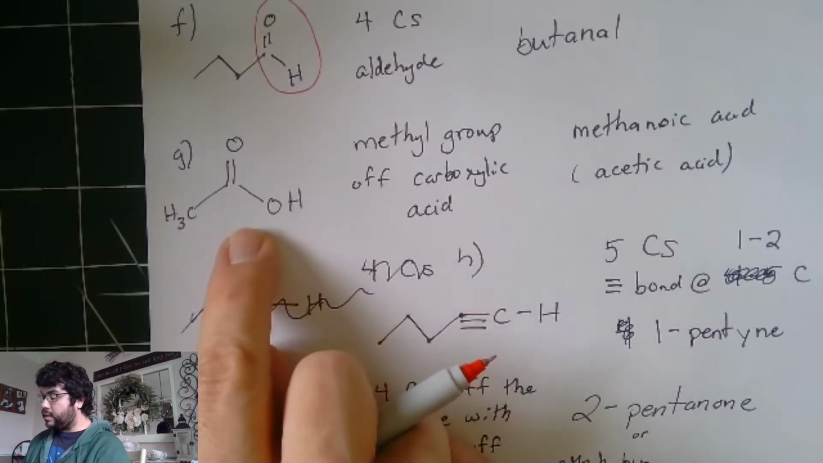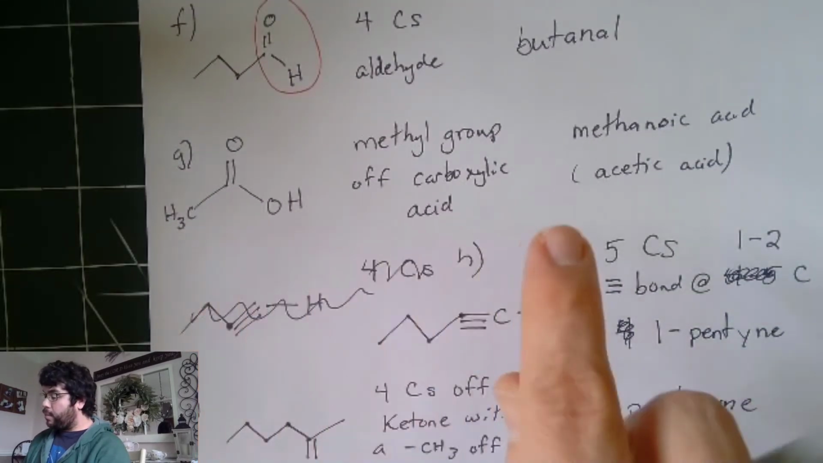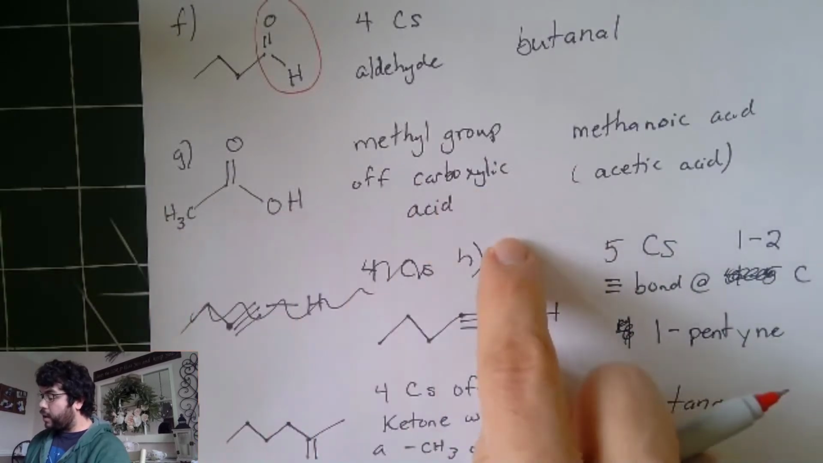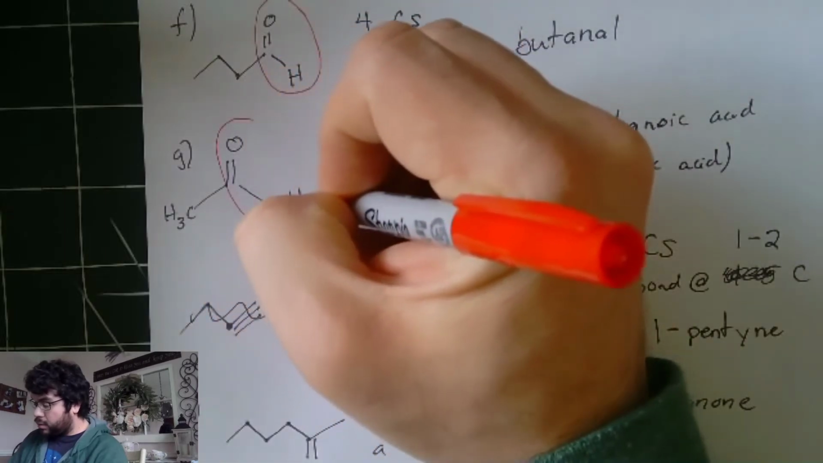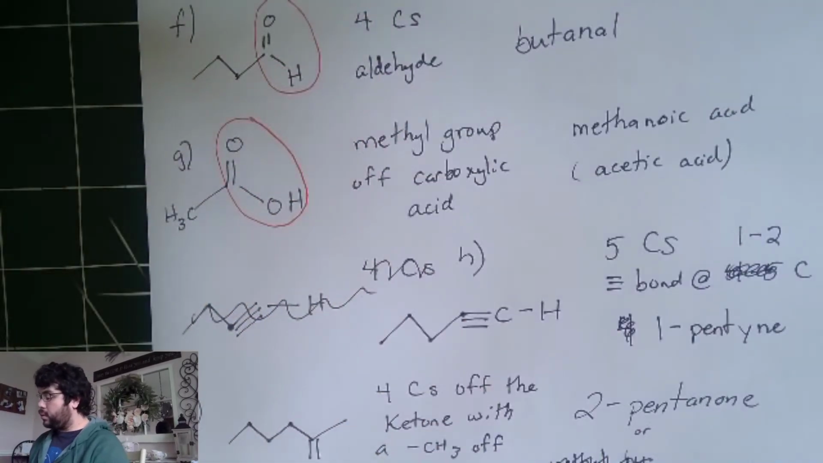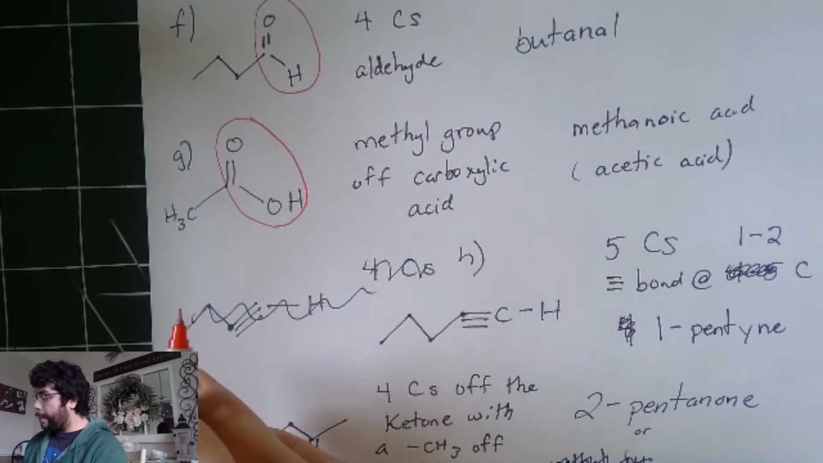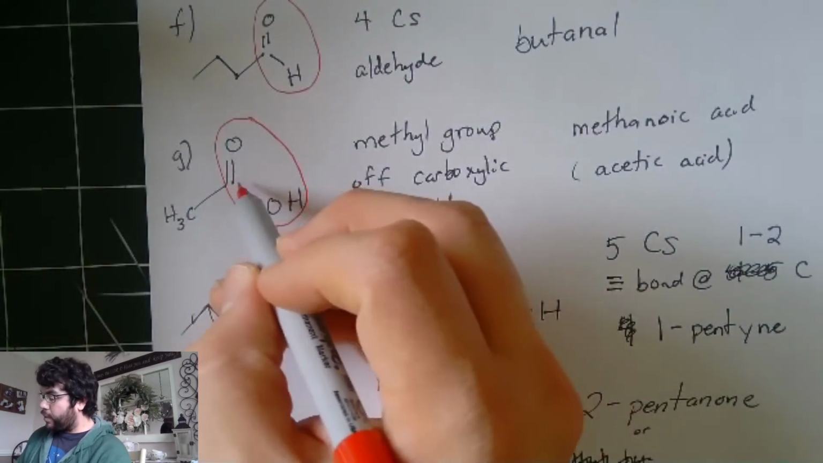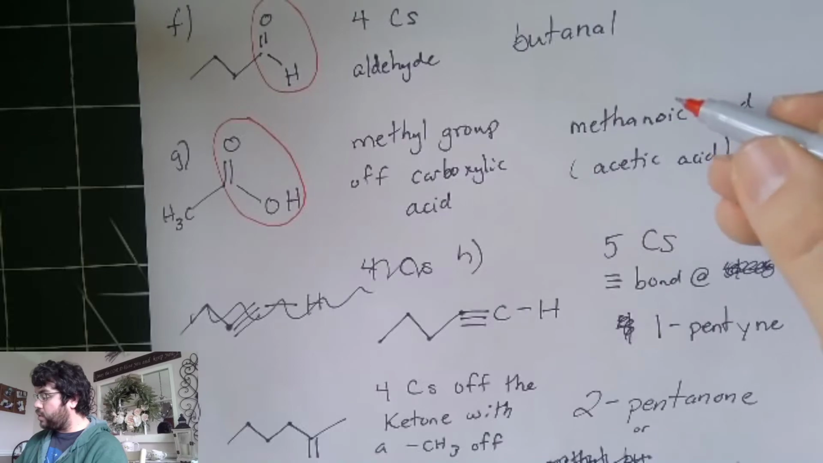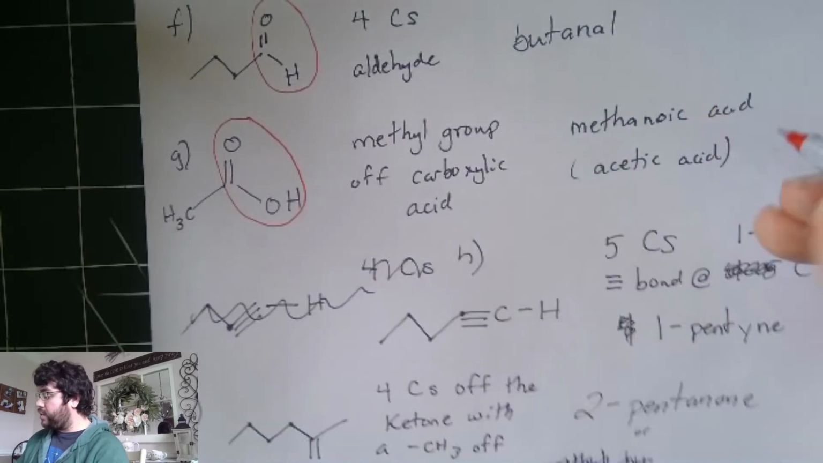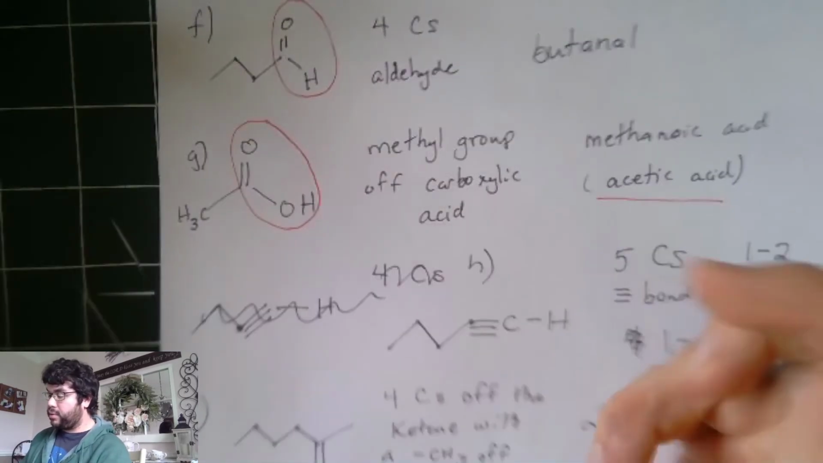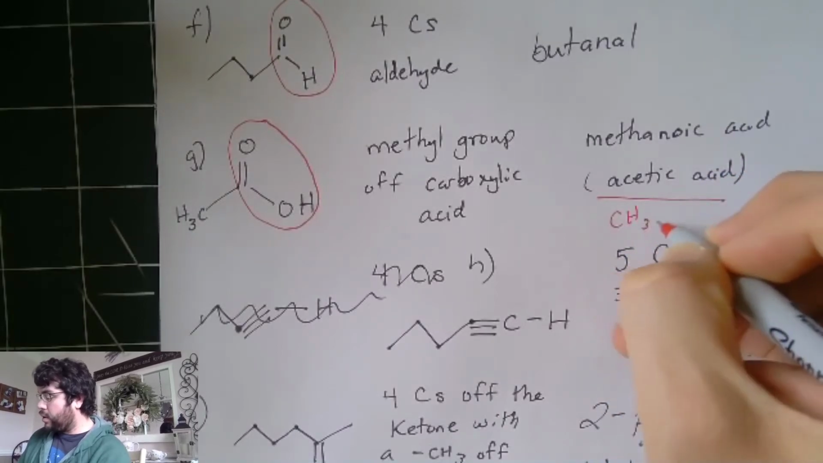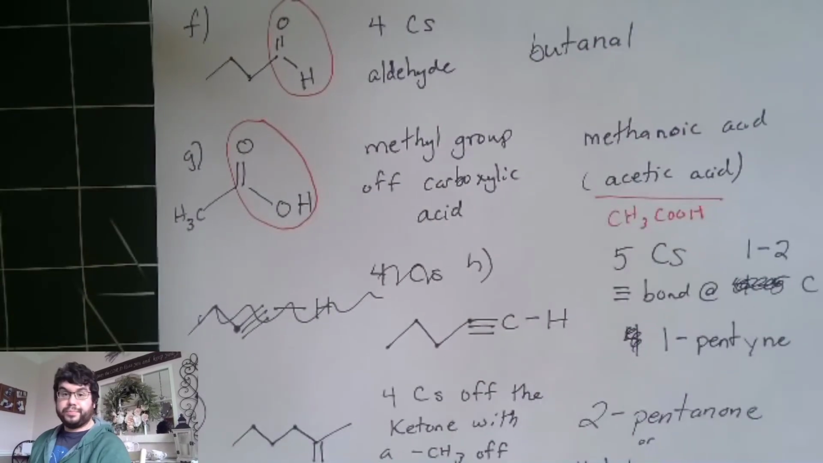Next one, this is some kind of methyl group. So it's got a methyl group off of the carbon in the middle. So this is a carboxylic acid. And then this carbon right here has the methyl group off of it. So this is known as methanoic acid. This is also known as acetic acid. Good old-fashioned acetic acid. CH3COOH. Everyone loves that.